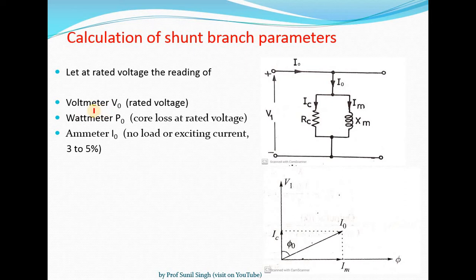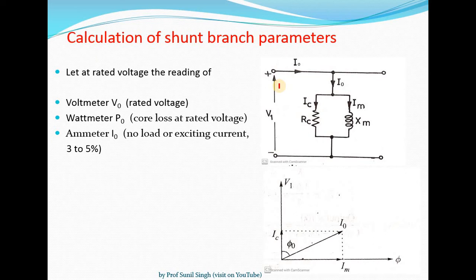So here the voltmeter gives the reading of rated voltage, the wattmeter gives the core loss at rated voltage, and for the ammeter we know that it gives the no load or exciting current. As the no load or exciting current is 3 to 5%, the copper losses at this current are very less, means 3% gives 0.09% copper loss, 5% of current gives 0.25% of the copper loss. So that's why the series resistance and the leakage reactance can be neglected.